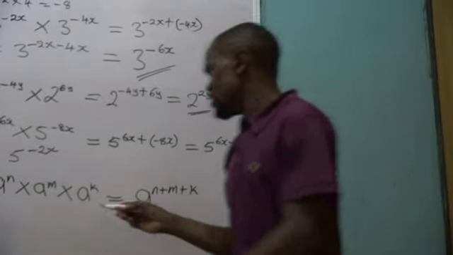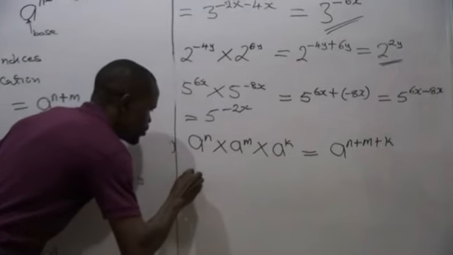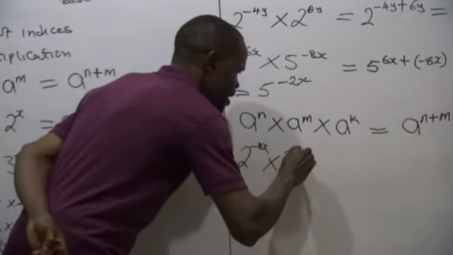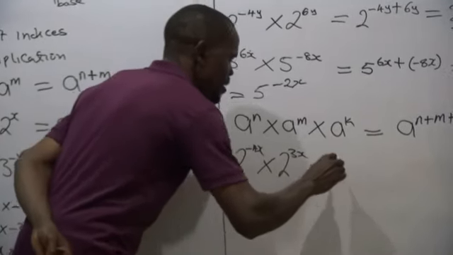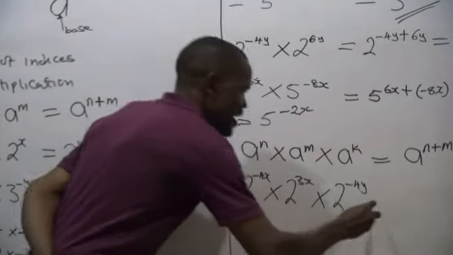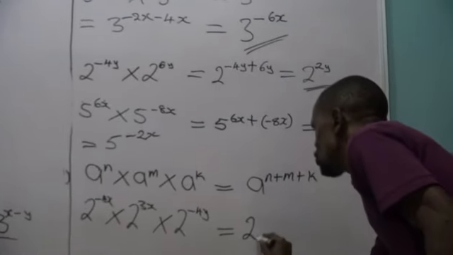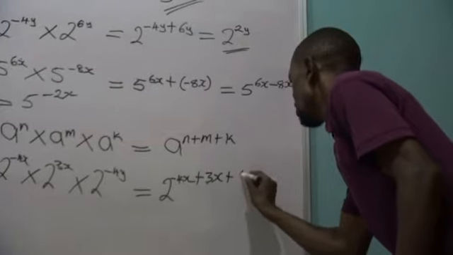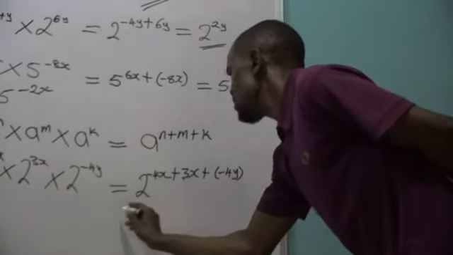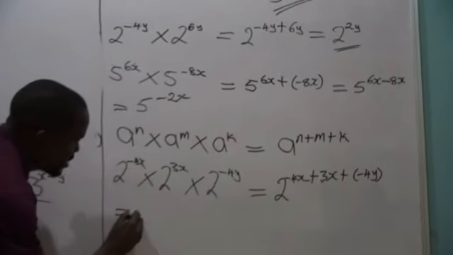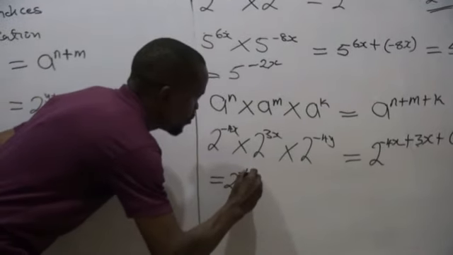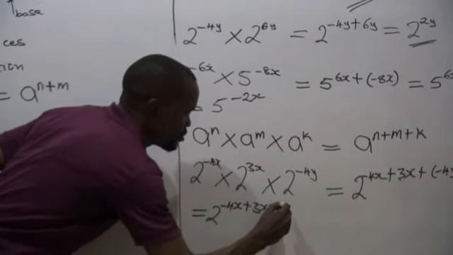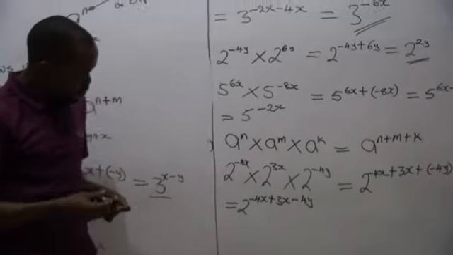So therefore, for instance, if I have example 2 raised to the power minus 4x times 2 raised to the power 3x times 2 raised to the power minus 4y, I can have this to be 2 raised to the power minus 4x plus 3x plus minus 4y. This can be stated as 2 raised to the power minus 4x plus 3x, plus times minus will give me minus 4y.